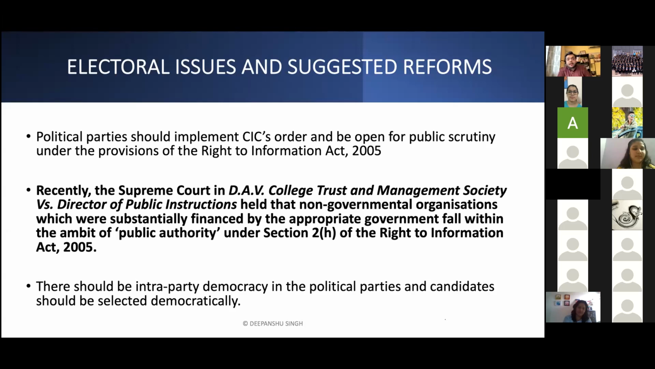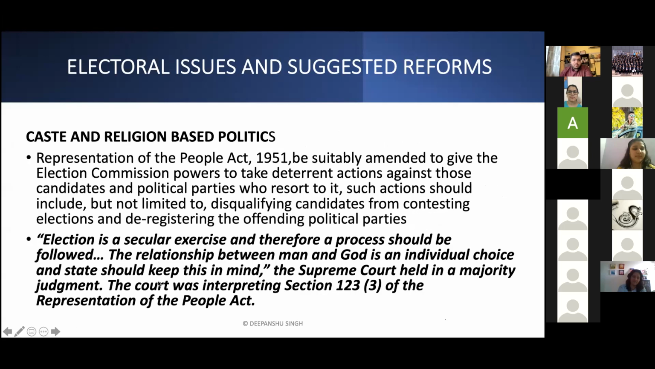They are given land at a subsidized rate in the national capital, which is based on taxpayers' money. So in totality, the subsidy, the money being spent on political parties, is very significant public money. Under that criterion, according to the Supreme Court judgment in DAV College Trust, political parties should come under the ambit of the right to information. But as you know, they don't. As of now, nobody complies with the order.